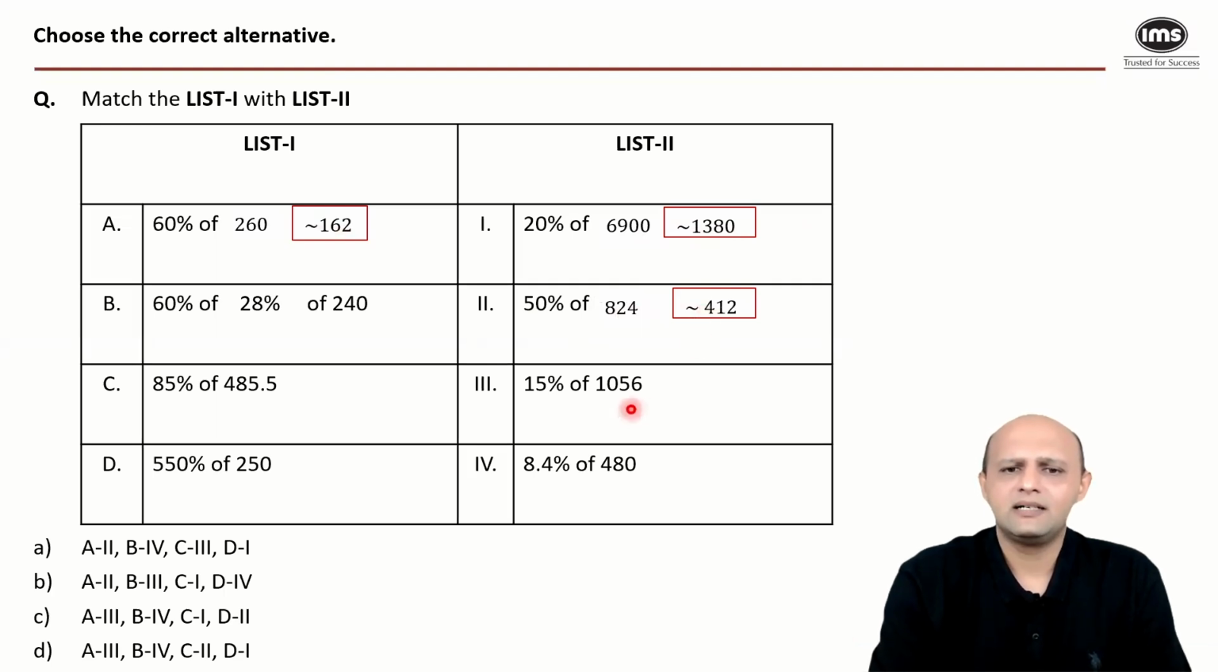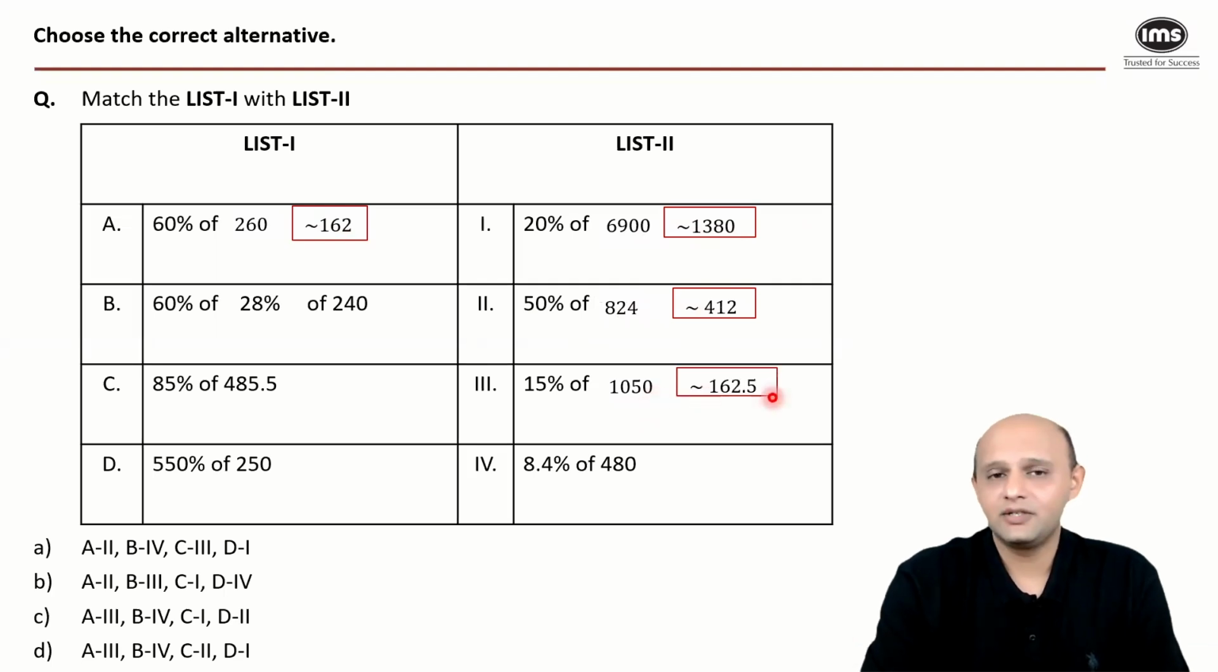Assume this to be about 1050. 10% is 105. 5% is 52.5. So effectively, 162.5 is going to be 15%. And this seems to map with the third one.